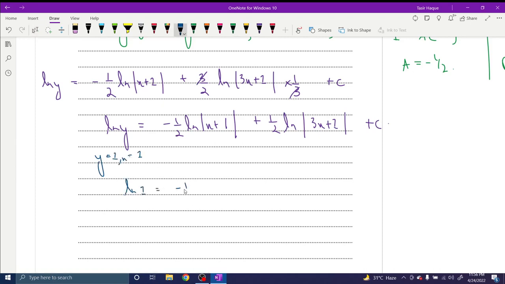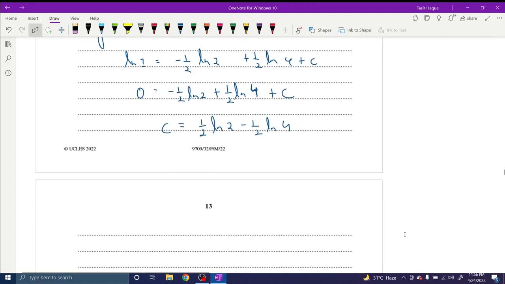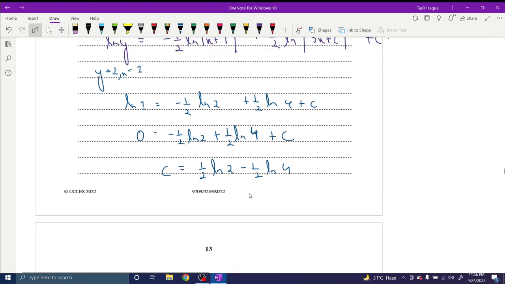So ln 1 is equal to minus half ln 2 plus half ln 4 plus c. So 0 is equal to minus half ln 2 plus half ln 4 plus c, or c is actually equal to half ln 2 minus half ln 4. Okay, so c is equal to half ln (2 by 4). c is equal to half ln (1 by 2).